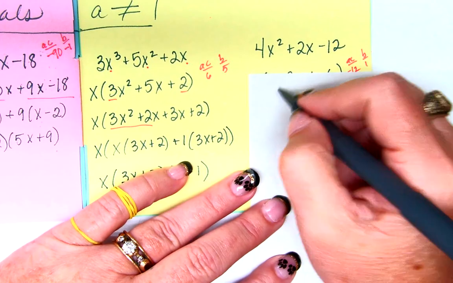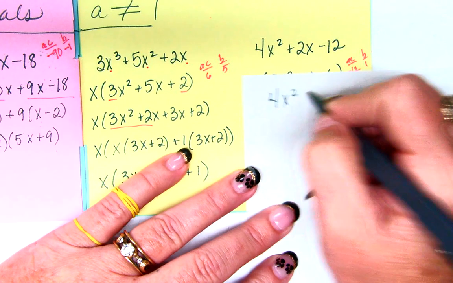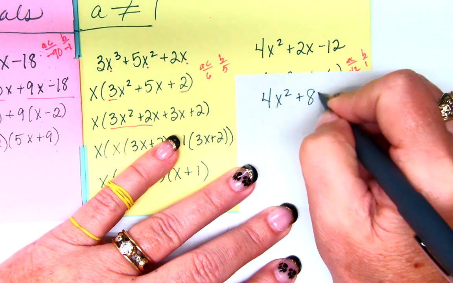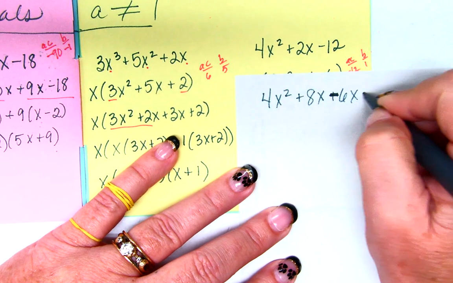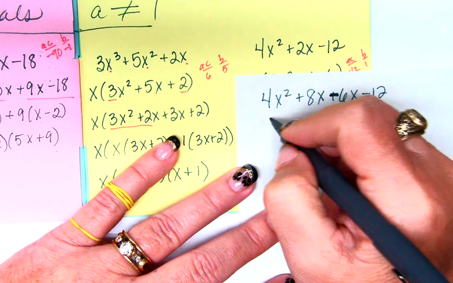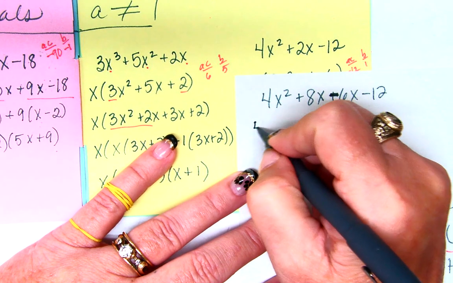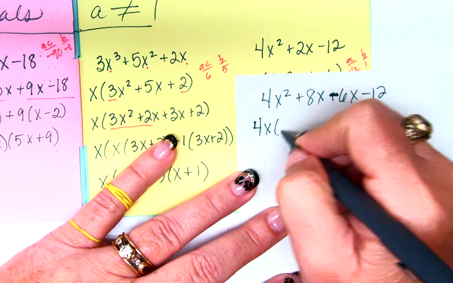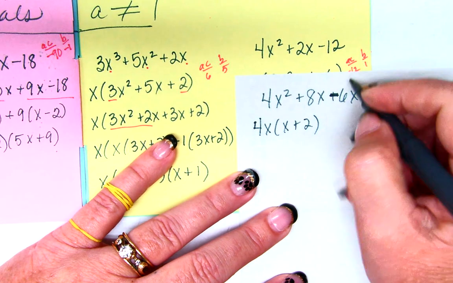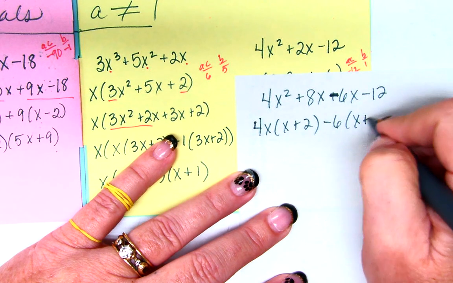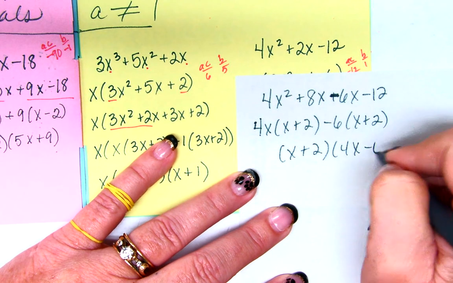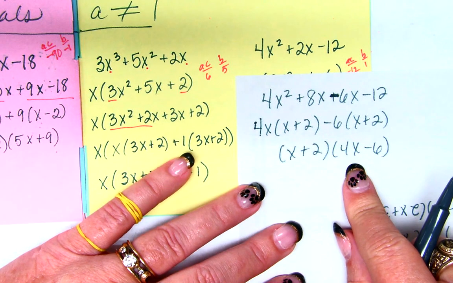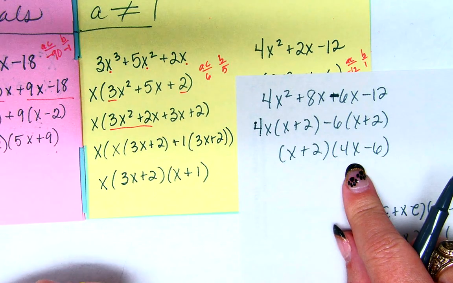If I did AC with the 48 here, I'd get 4x squared plus 8x minus 6x minus 12, right? And that would be 4x times x plus 2, and then negative 6 times x plus 2, so x plus 2 and 4x minus 6. That's what I'd get, right? Your directions are always going to say factor completely.